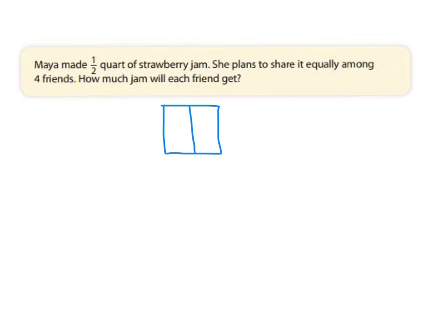Those are divided into halves. She plans to share it equally among 4 friends. So let's divide it into 4 parts. 1, 2, 3, 4. Okay, so now each friend gets a part. How much will they each get? Well, that's 1 part out of, there are a total of 8 parts. So each friend will get 1/8.